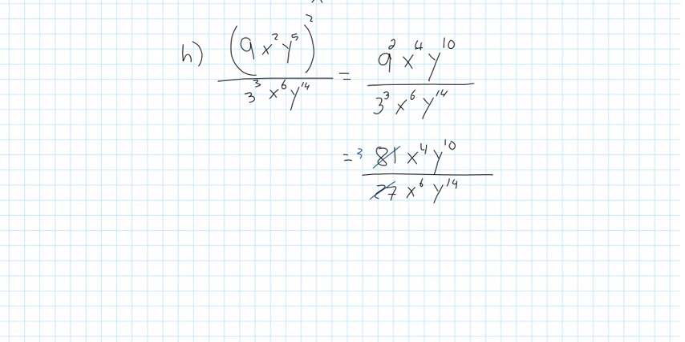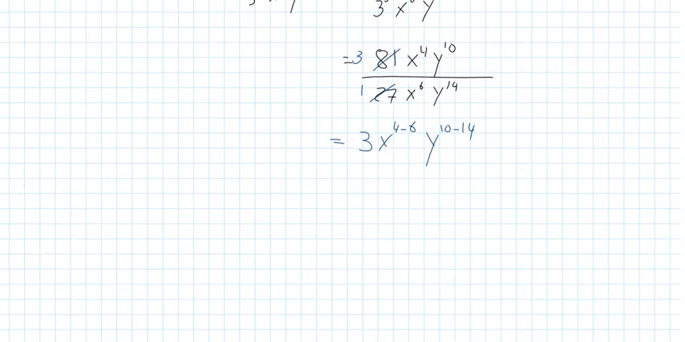How about the x's? 4 minus 6. How about the y? 10 minus 14. So that gives me 3, x to the negative 2, y to the negative 4.